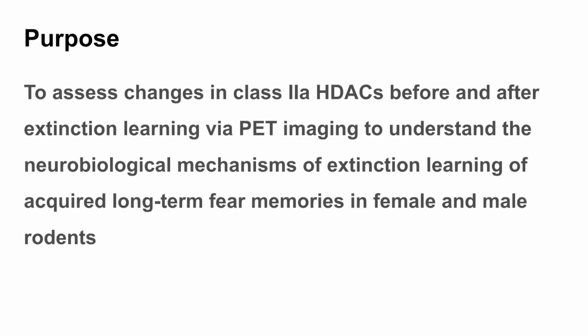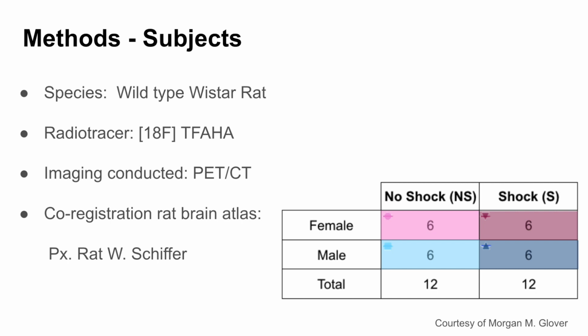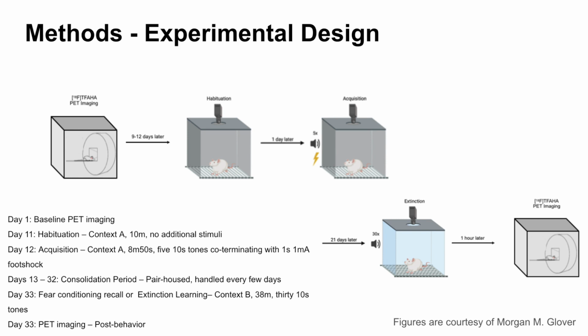The purpose of the study is to assess changes in Class II HDACs before and after extinction learning via PET imaging to understand the neurobiological mechanisms of extinction learning of acquired long-term fear memories in female and male rodents. The subjects used in the study were wild-type Wistar rats. 18F-TFAHA was used as a radiotracer. PET and CT imaging were conducted, and the Rat Schiffer Atlas was used for co-registration. The experimental design was as shown.